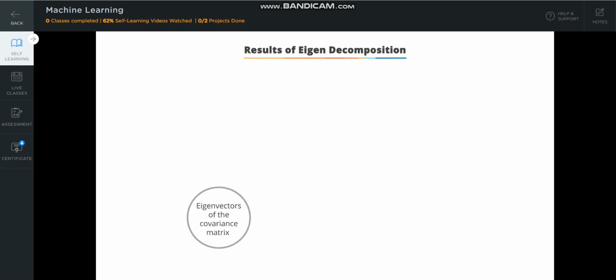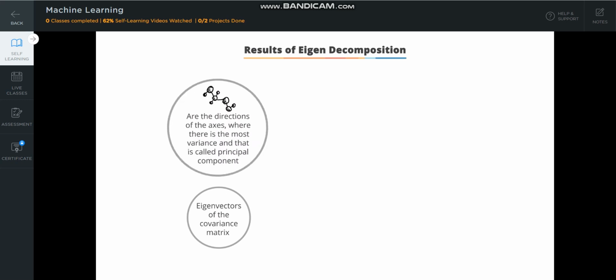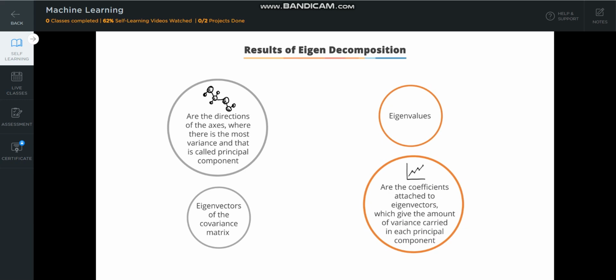The eigenvectors of the covariance matrix are actually the directions of the axes where there is the most variance, and that we call principal components. Eigenvalues are the coefficients attached to eigenvectors that give the amount of variance carried in each principal component.